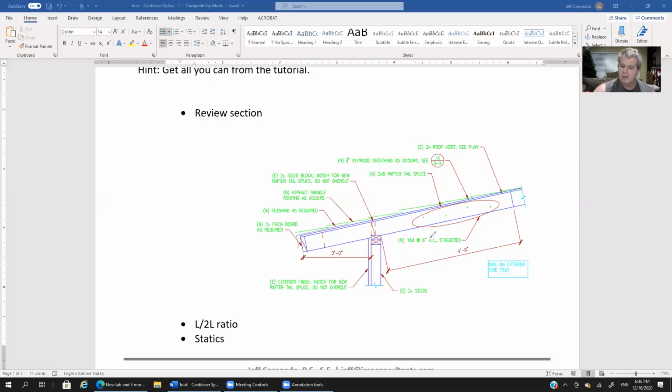16D staggered. You know what? I'm not sure about the 8. I mean, we're seeing how just one nail was adequate, right? One nail 3 feet away from the support was adequate. So you know what? If we do these 16D at 12, that would probably be more than enough, right? 16D at 12 to join the cantilever splice to the main body of the rafter.